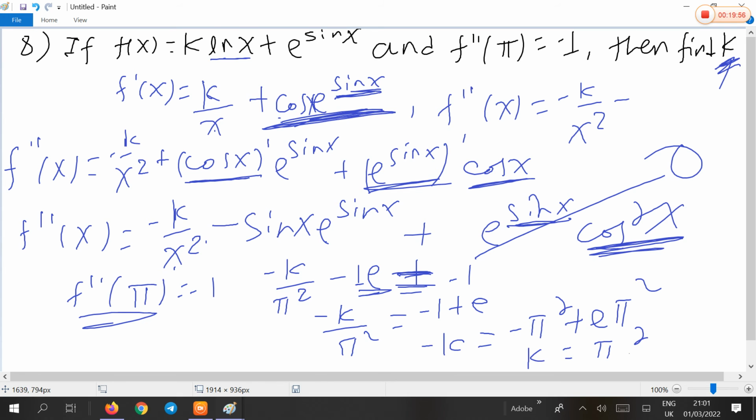or k will be pi square minus e times pi square. This is the value of k if the second derivative is minus 1.